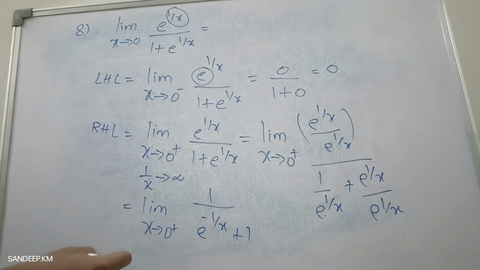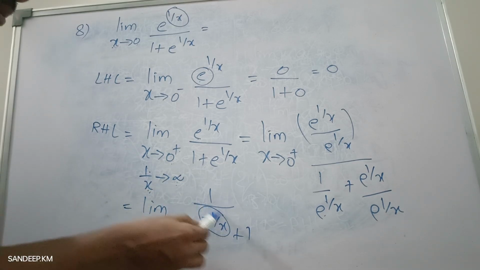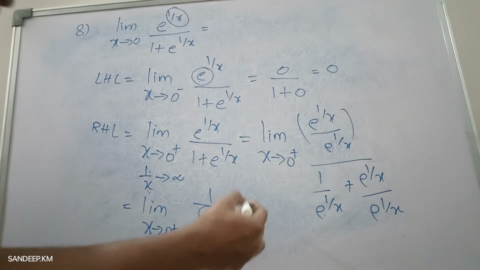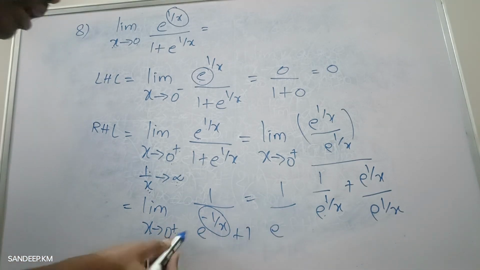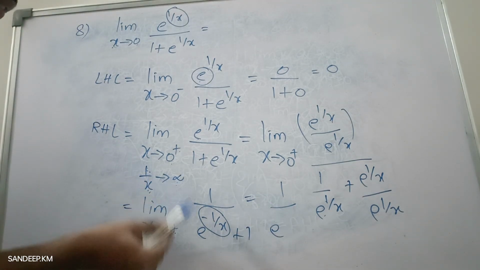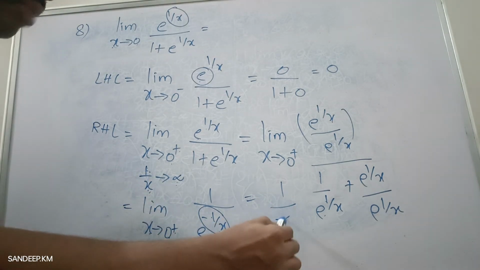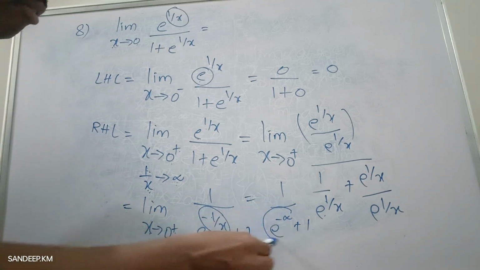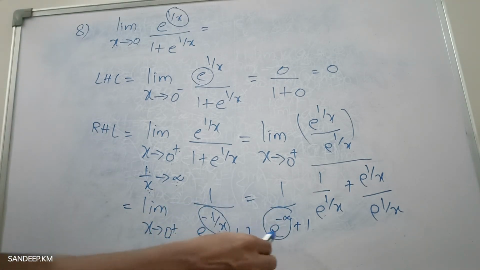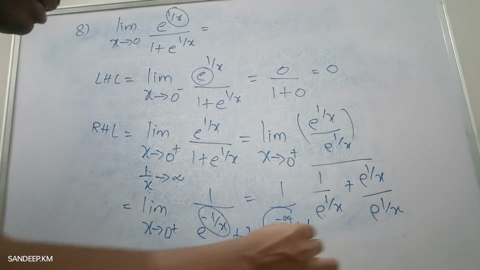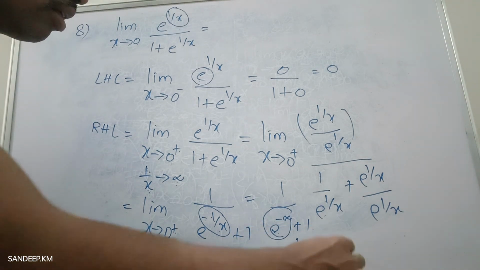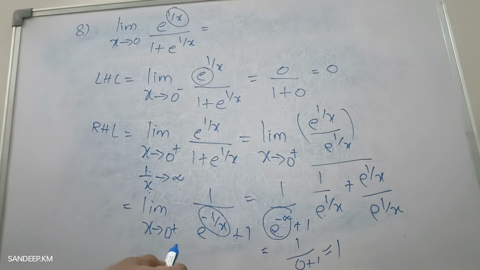And dear students, when x is approaching 0 plus, 1 by x is approaching infinity. If 1 by x is approaching infinity, then minus 1 by x approaches minus infinity. And what is the value of e power minus infinity? Improper fraction to the power minus infinity is 0. So then what is the answer? 1 divided by 0 plus 1. I am getting 1. Right hand limit is 1.